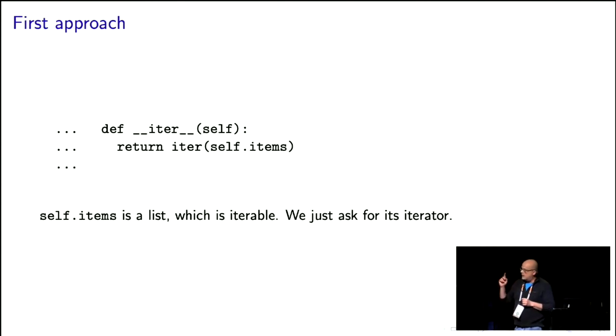First of all, the breakfast class's items is a list. A list is already iterable. We know that. You can for over a list. So a list is already an iterable, which means it already can supply us with an iterator. And that iterator probably does what we want. So breakfast's iter method can just go to its list items and say, give me your iterator, and I'll return that. And now we've done what we want. We have produced an object that we can return that the interpreter can call next on until it gets all the items that we're having for breakfast.